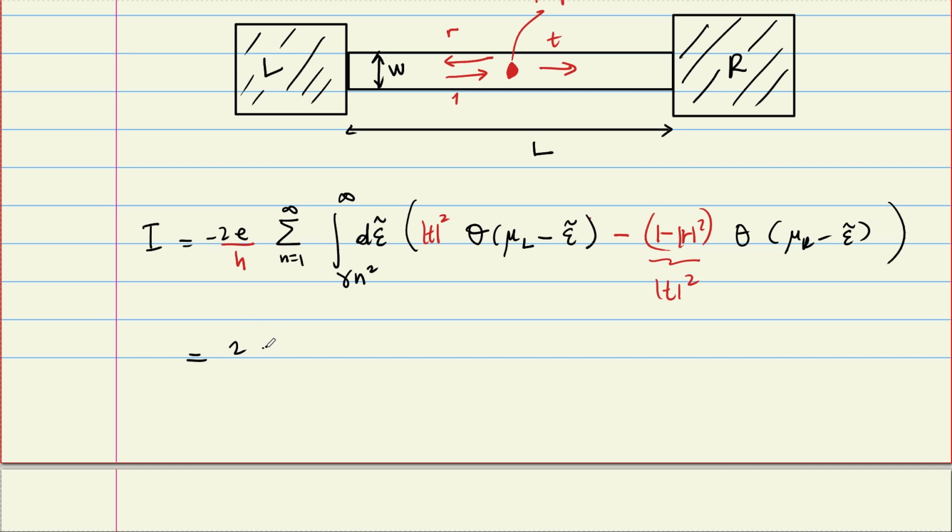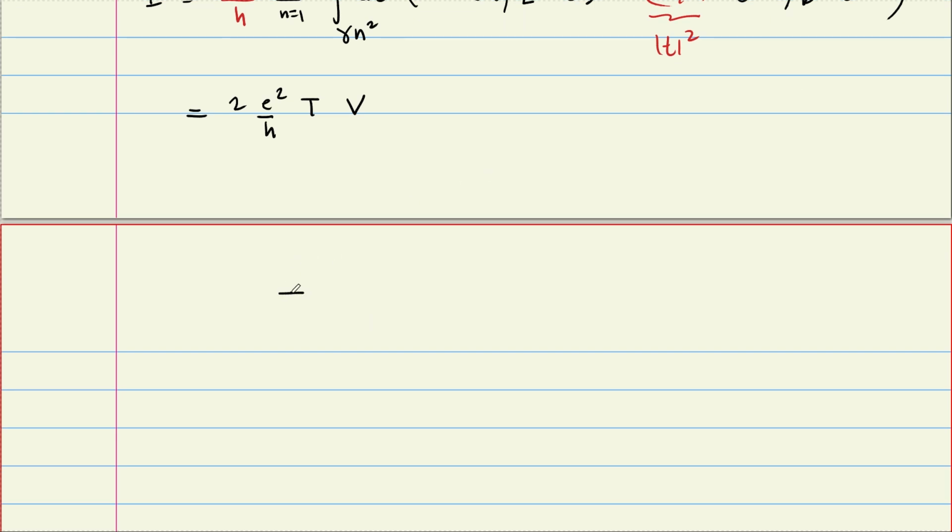So this formula is going to lead to something like that. This is 2e squared over h times t times v. And t here is going to be the sum over n equal to 1 to infinity. Each channel is going to have its own reflection and transmission probabilities. We are going to square that and sum over all channels.